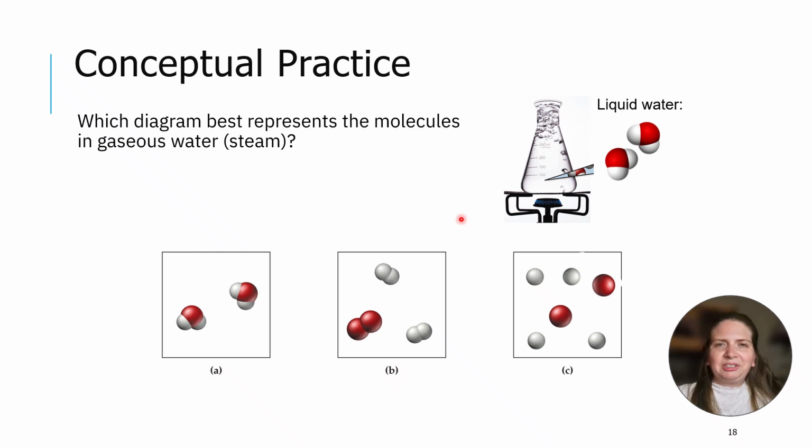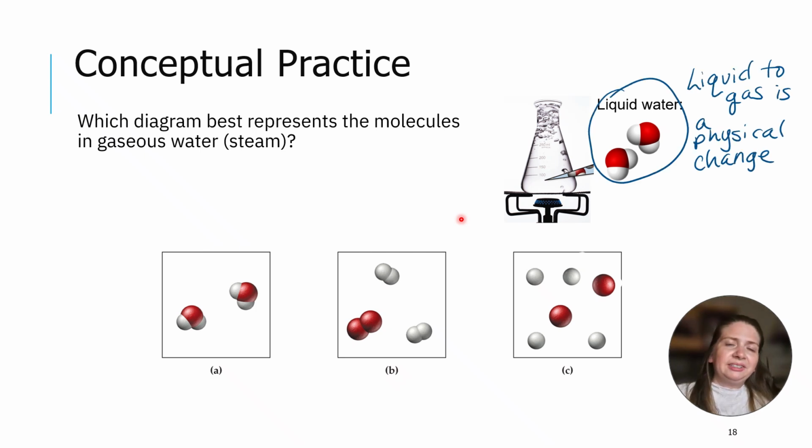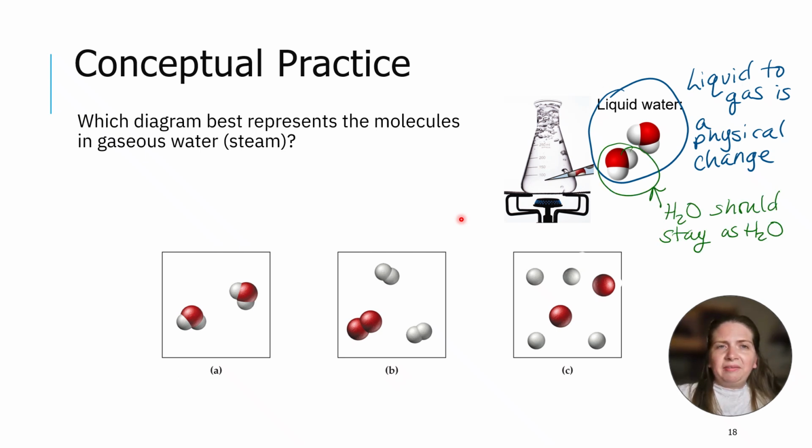To answer this question, we need to recognize that changing from a liquid to a gas is a physical change. Physical changes should not change the composition of matter, so water must remain water. We still need to have 2 hydrogen atoms bonded to 1 oxygen atom in each molecule. The first image shows H2O molecules, so it is the correct answer. The molecules are just a little bit further apart.